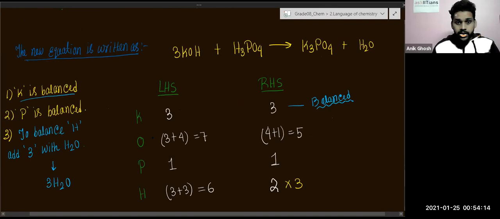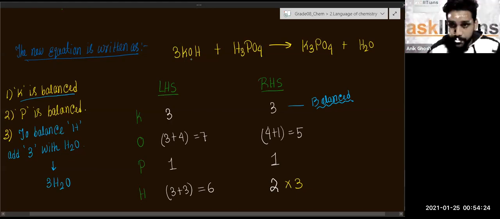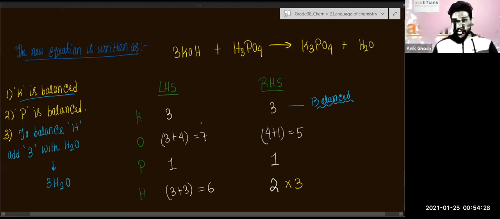After that, oxygen. Now again you have to count it because the entire thing has changed, right? For oxygen, you can see 3 oxygens are there with KOH, right? 3 oxygens are there with KOH.